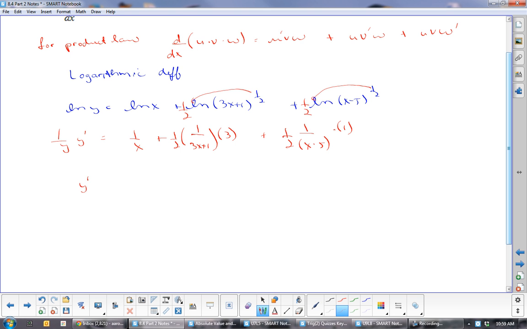So y prime would equal y times 1 over x plus 3 over 2 times 3x plus 1 plus 1 over 2 times x minus 5.